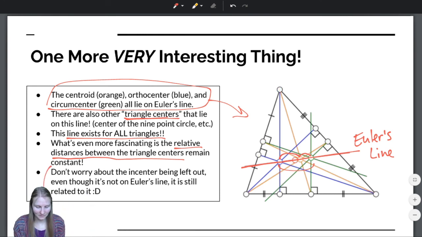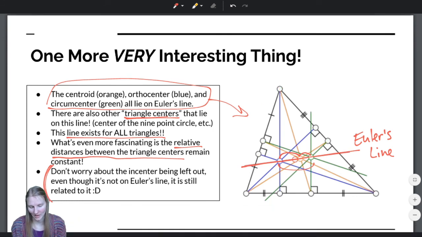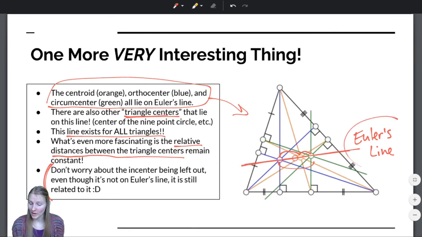And so the incenter is actually not on this line. Sometimes it is, in isosceles triangles it is, but generally the incenter will not always be on this line. And don't worry about it being left out there. It is still related to it. I'm not going to get into that. That should be a whole separate video because this is a very big soapbox that we could get on right now. But I wanted you to know about Euler's line because I think it's fascinating and it kind of ties all of our 6.2, 6.3 material together.